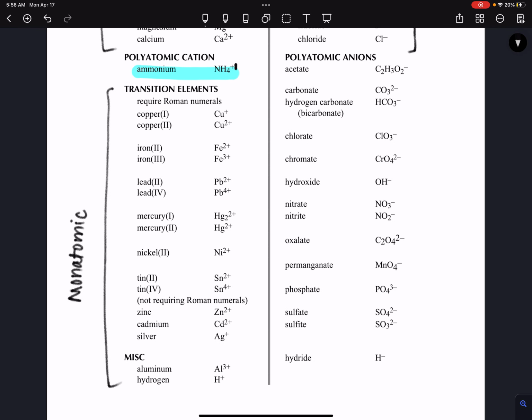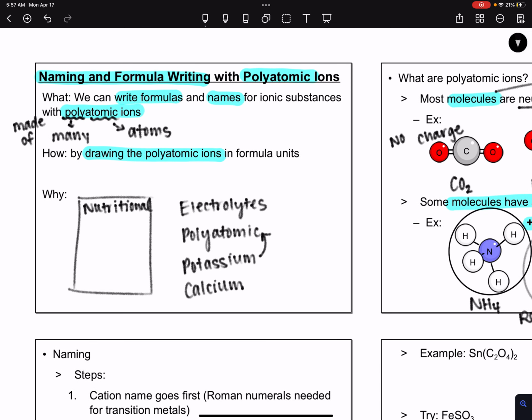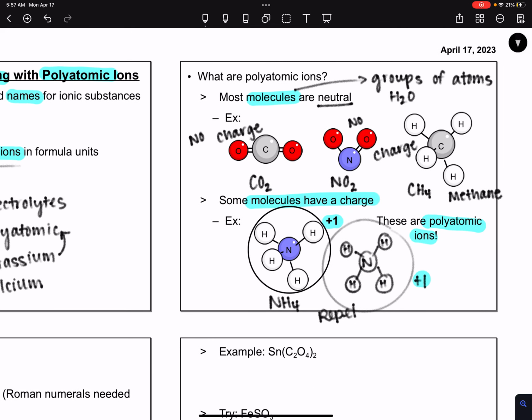There are, however, many polyatomic ions. So rather than highlight all of them, I'll just highlight this section. There we go. So what we need to be able to do is read these formulas and translate them into drawings. This is how we're going to write our formulas and make our names, by being able to take these ions and draw them, similar to what we've seen right here.